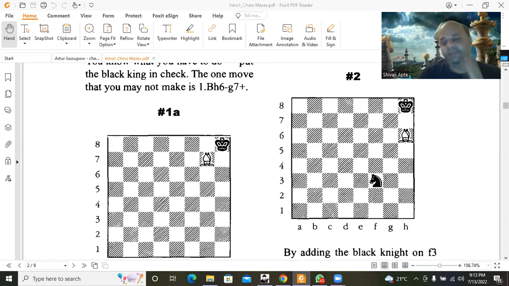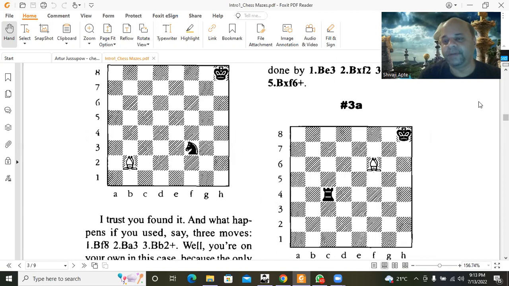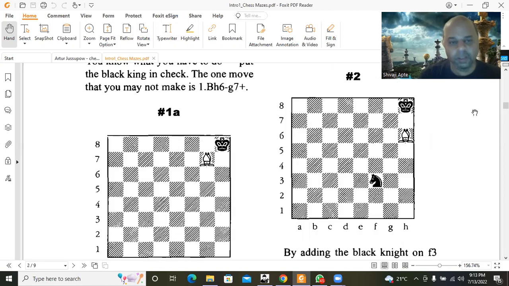See, the previous position was actually not a puzzle. It was just told for you to understand. But this is like a simple chess maze puzzle, a real world chess maze puzzle. So there is only one solution, you have to find it, and that is bishop to c1 and then b2.